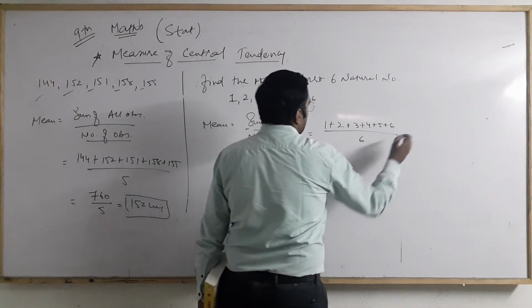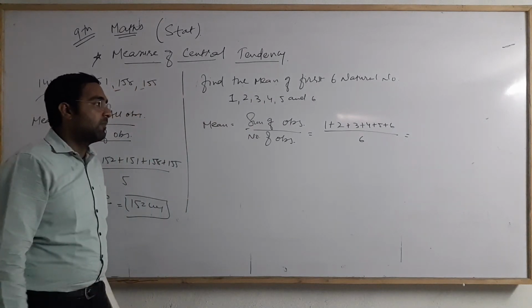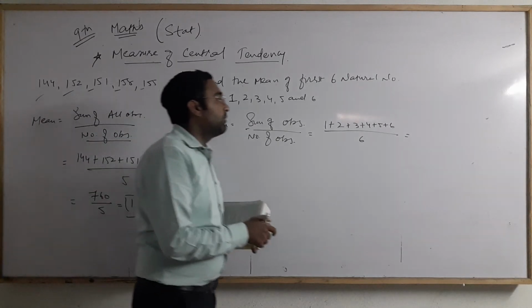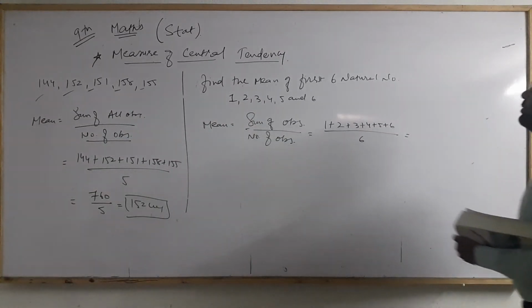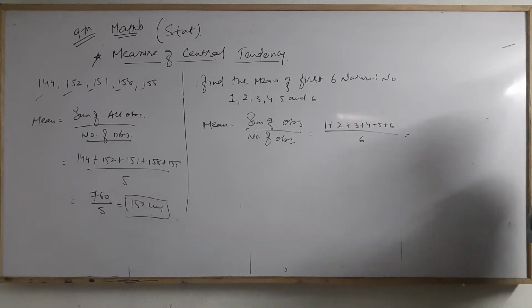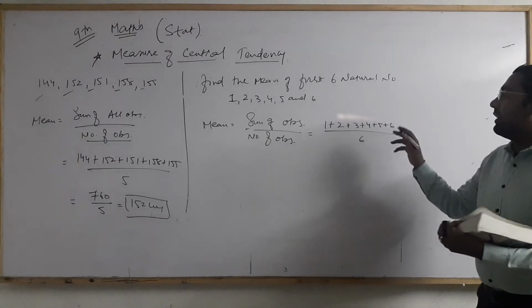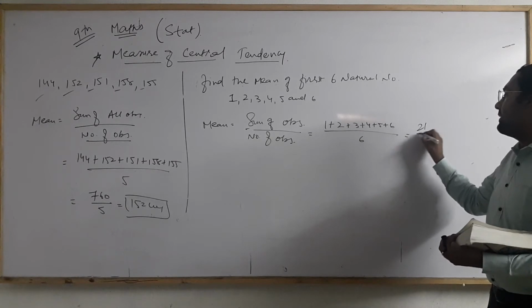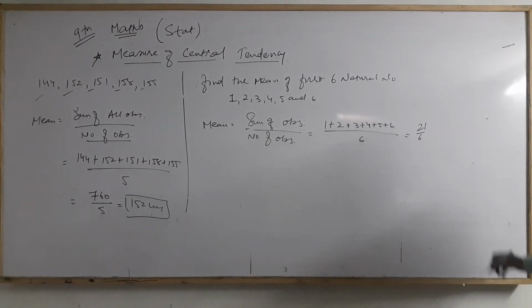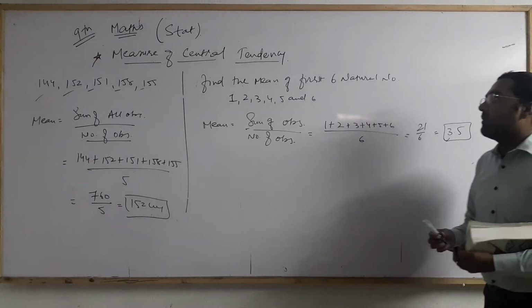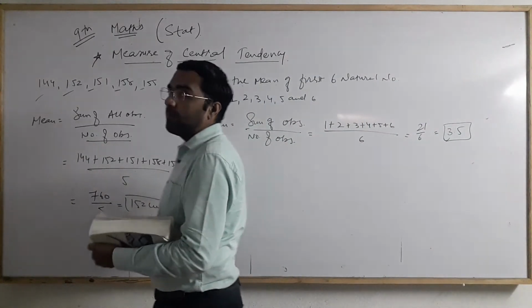So what is my answer? Please add them fast. What is my answer? That is 21. 3 plus 2 is 5, 5 plus 5 is 10, 10 plus 10 is 20, 20 plus 1 is 21, so 21 by 6. My answer is 3.5. So the mean for the first six natural numbers is 3.5.